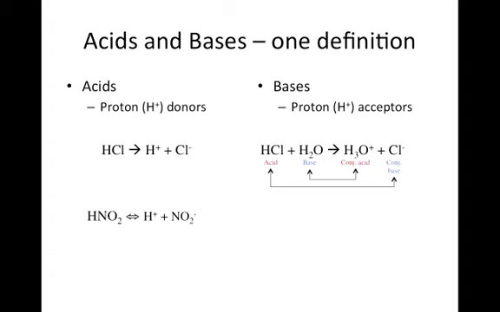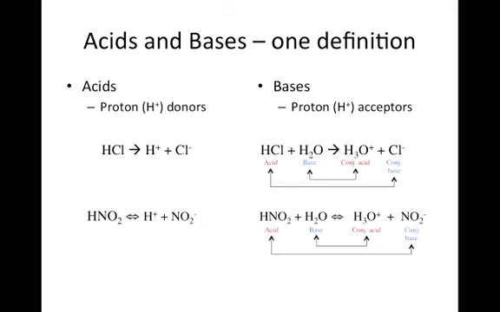Let's look at another example of an acid. HNO2 is nitrous acid. You can see that it dissociates into H+ and NO2-. Similarly to the example above, we can look at the reaction of HNO2 with water and label the conjugate acid-base pairs in this reaction. H2O steals a proton from HNO2 in this reaction. Therefore, H2O is a base and H3O+ is a conjugate acid. Because it loses a proton, HNO2 is an acid and its conjugate base is NO2-.